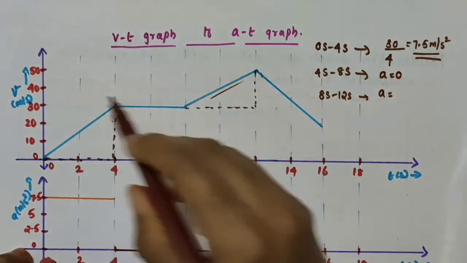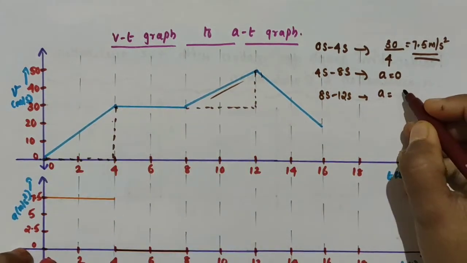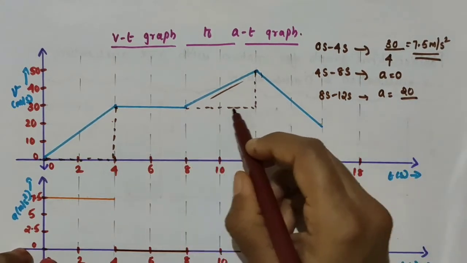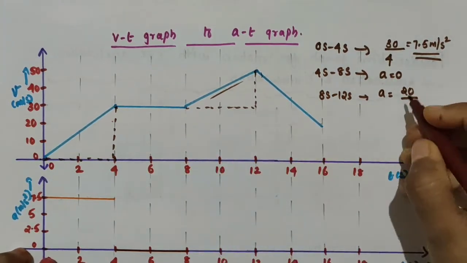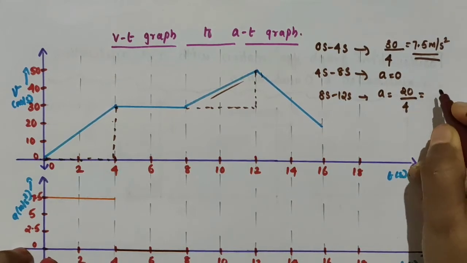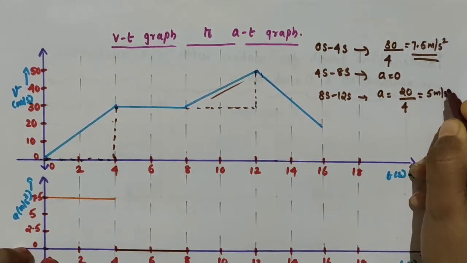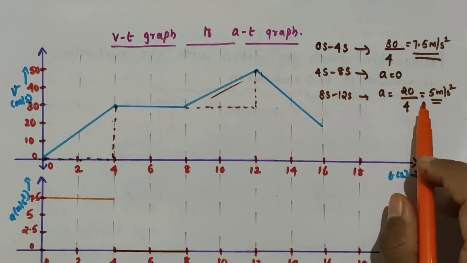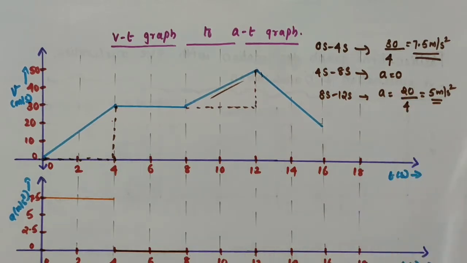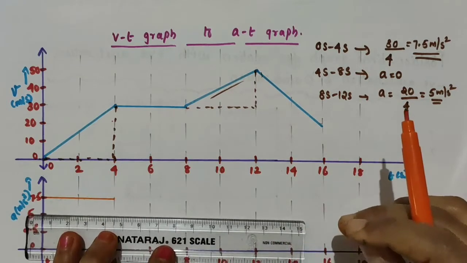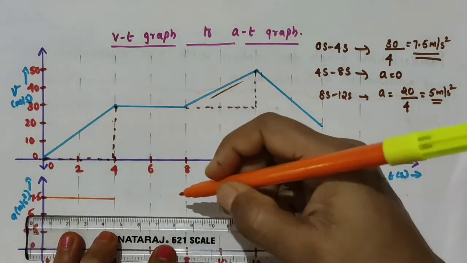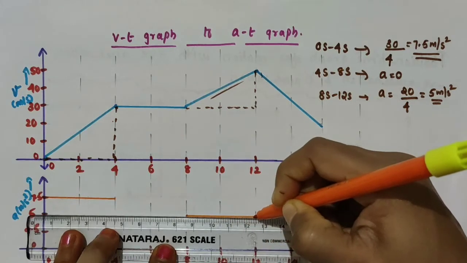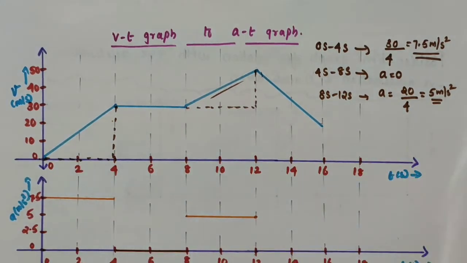This side means 50 minus 30, 20, divided by this side, that is 12 minus 8, which is 4. 20 by 4 is what? 5. So 5 meter per second square. That is, from 8 seconds to 12 seconds, the acceleration is a constant which is equal to 5 meter per second square. So corresponding to that value, you can draw a straight line from 8 seconds to 12 seconds. So you will get a line like this.